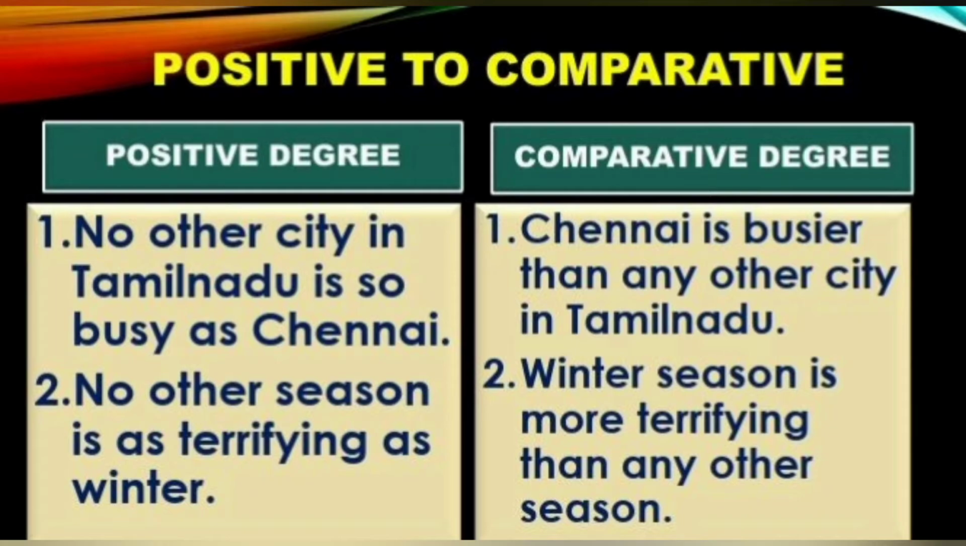Chennai is the last part that is used in the beginning. Chennai is busy; in comparative degree, busy becomes busier. Because the sentence begins with "no other," we need to use "than any other." Therefore, the sentence becomes: Chennai is busier than any other city in Tamil Nadu. City in Tamil Nadu is the first part that is used in the end. So here we have seen very clearly that the first part and the fourth part change places.